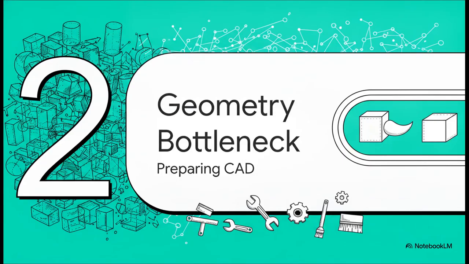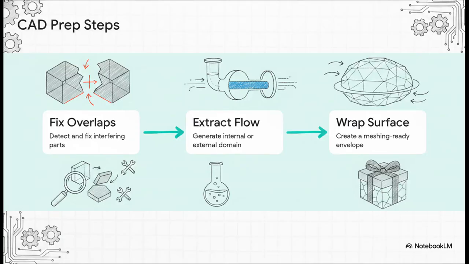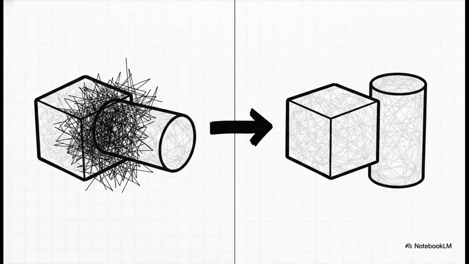Moving on to section 2, fixing the geometry bottleneck. So here is the gritty reality of simulation. Before you can run all those amazing complex physics calculations, you have to prepare the messy real-world CAD files. You almost never get a perfectly clean model from a design team, right? We can generally break this preparation down into 3 main steps: finding and fixing overlapping parts, extracting the fluid volume, and wrapping the surface. Step 1, interference detection.